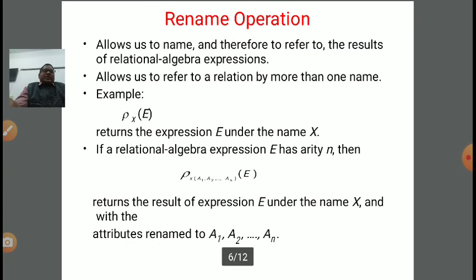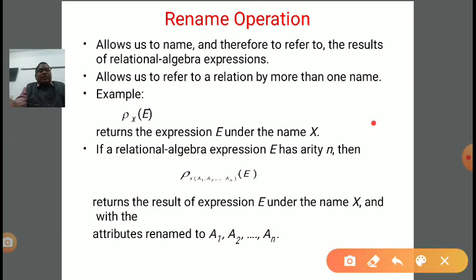Next is the rename operation. As the name implies, it allows us to name and therefore refer to the result of a relational algebra expression. It allows us to refer to a relation by more than one name. The notation is rho. If I am writing rho, in the suffix we need to write down the rename name. Suppose the new name is X, and the old relation is E. So the E relation will now become X.